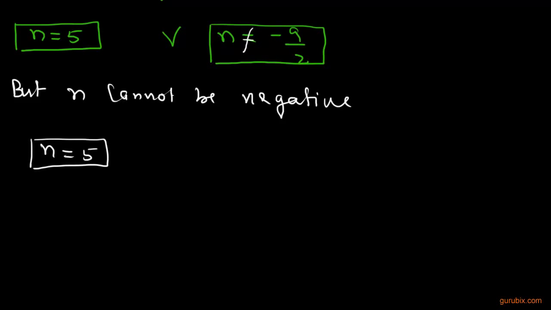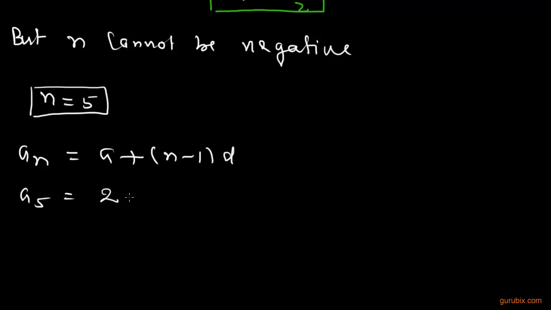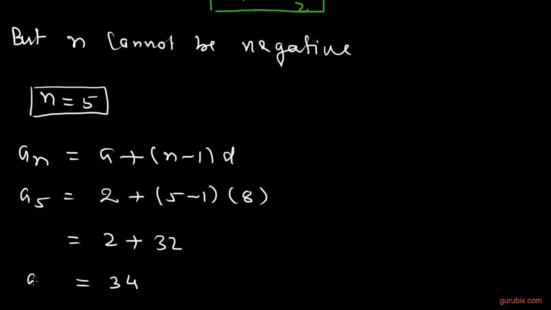Now we shall find the nth term, and we shall use the general term. This means an equals a plus (n minus 1) multiplied by d. And what is the value of n? This is 5. And what is the value of a? That is 2. n is 5 and d is 8. And what we get? We get 2 plus 32, and this equals 34. Therefore, the nth term equals 34. This is the solution of the question.